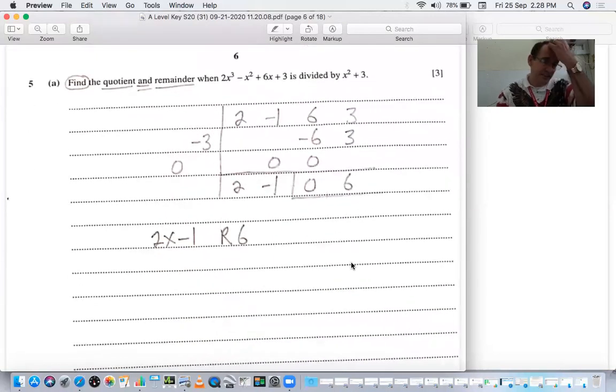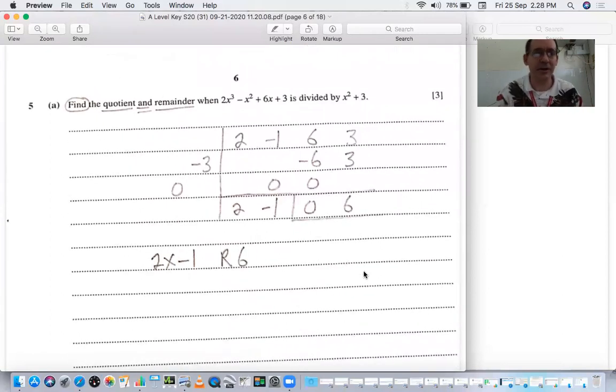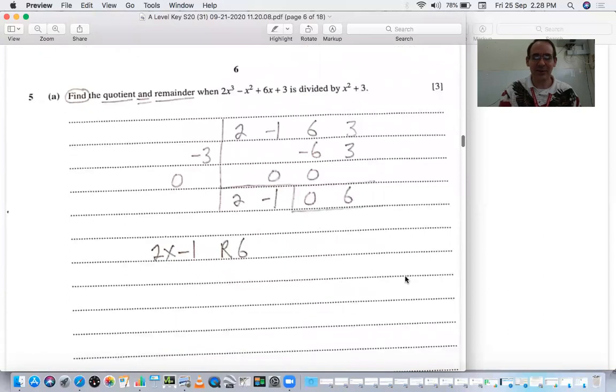Now, question number 5. Find the quotient and remainder when 2x cubed minus x squared plus 6x plus 3 is divided by x squared plus 3. Well, this comes from the further algebra section dealing with polynomials, and I prefer to use what's called synthetic division to do these kind of division problems. It takes less time.